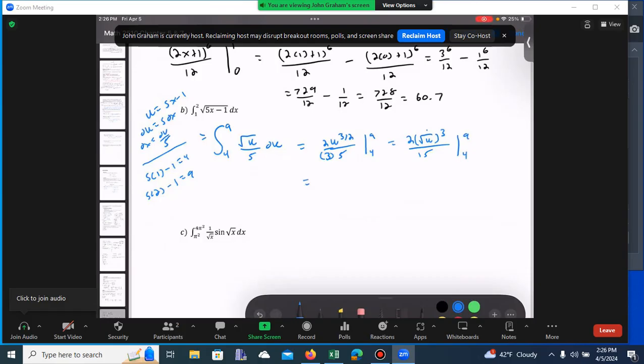So when we plug in 9, we get 2 square root of 9 to the third, over 15, minus 2 square root of 4 to the third, over 15. So the square root of 9 is 3. 3 to the third is 27. So 2 times 27 over 15. Minus the square root of 4 is 2, to the third is 8. So 2 times 8 over 15. Which is going to be 54 minus 16 over 15, which is 38 over 15. I'll just leave it as a fraction.